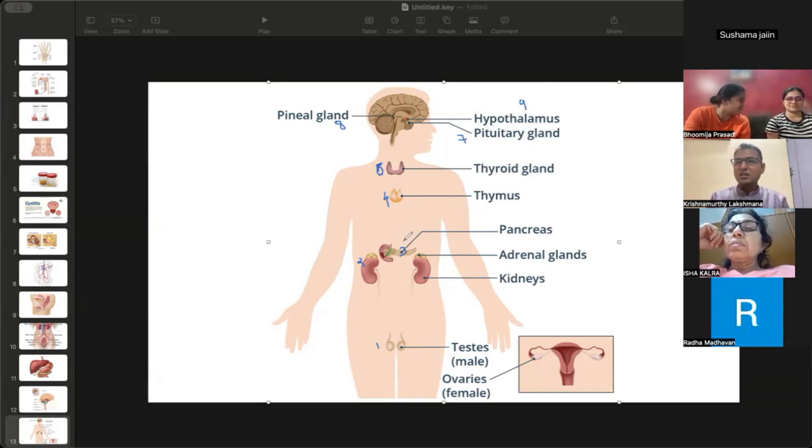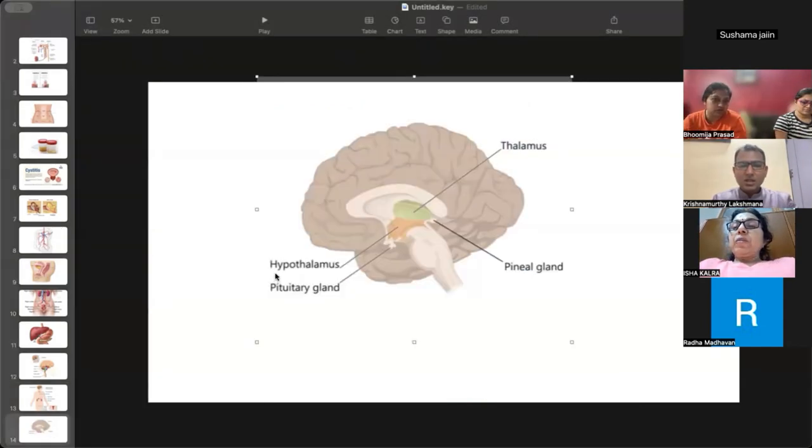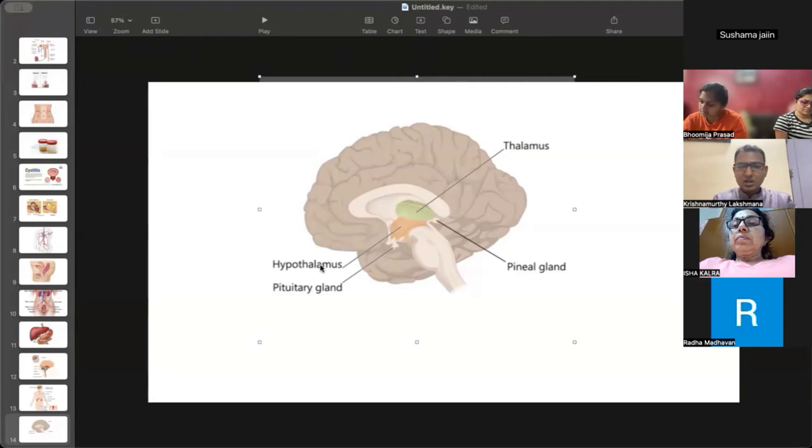Meaningful, easy? 0 is what? Thalamus. This is hypothalamus, and this is thalamus. So these are the glands.